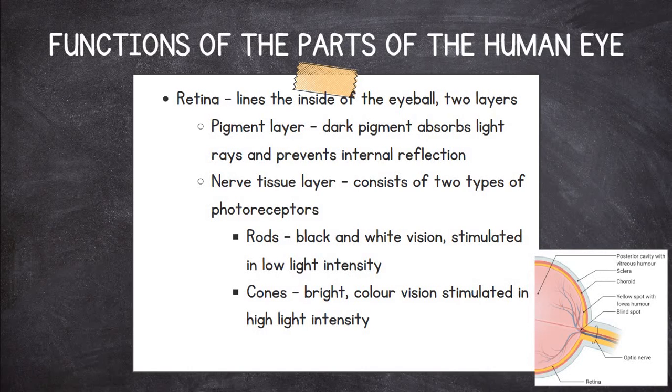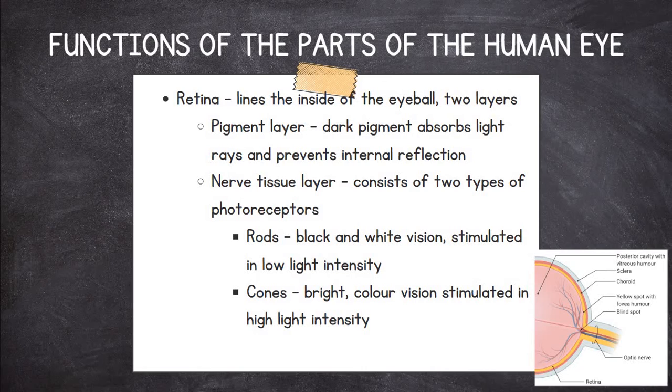And then we have the retina. So the retina lines the inside of the eyeball, and it consists of two major layers, the pigment layer and the nerve tissue layer. Now the pigment layer, again much like the choroid, is a dark pigment that absorbs light rays and prevents internal reflection. So again, preventing that bouncing around of the light on the white surface.